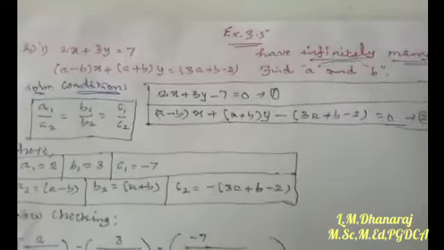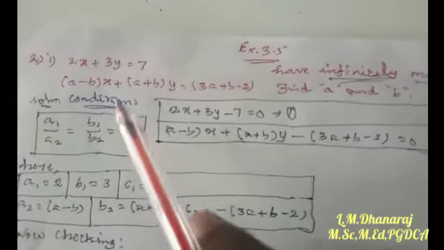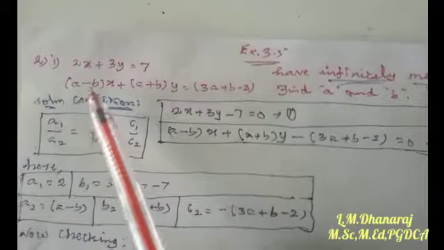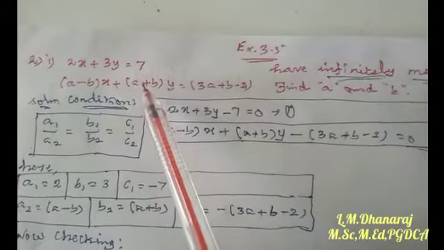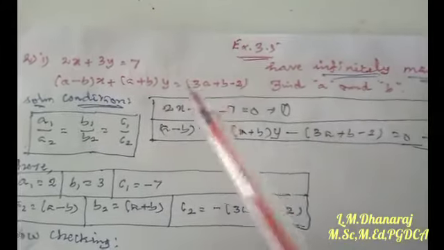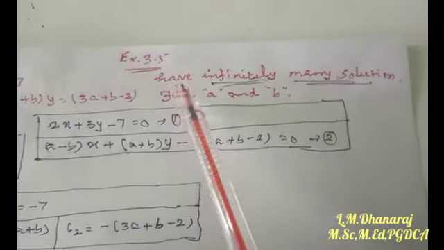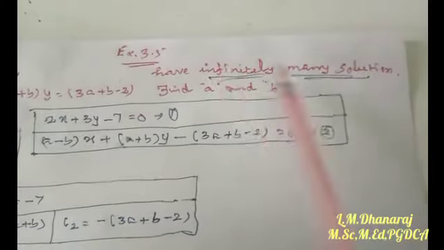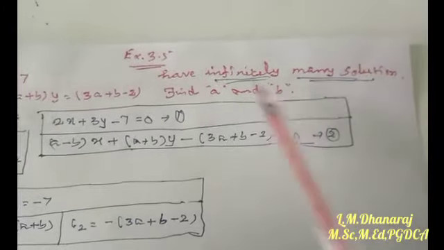Second Roman letter, first subdivision. There are two equations given. 2x plus 3y is equal to 7 and a minus b into x plus a plus b into y is equal to 3a plus b minus 2. So we have to check. It is given that these two equations have infinitely many solutions. Then we have to find the value of a and b.